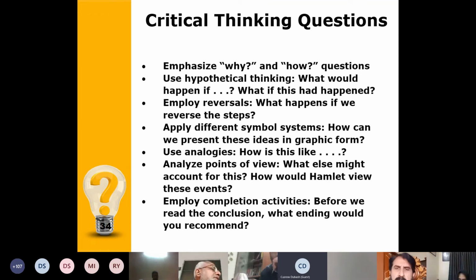Employ completion activities. Before we read the conclusion, make a prediction. What do you think? How do you think? What will happen next in the story? And I do this even in science. I do this in history when we are reading stuff. I say, okay, what do you think will follow? Let the students see the sequence and see the use of the timeline in studying these kinds of things. So these are some examples of critical thinking questions.